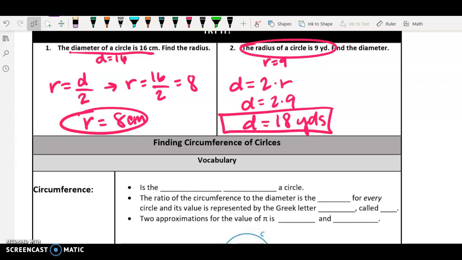The radius of the circle is 9 yards. For number 2, find the diameter. So the diameter equals 2 times r. And so 2 times 9 is 18. So we get d equals 18.